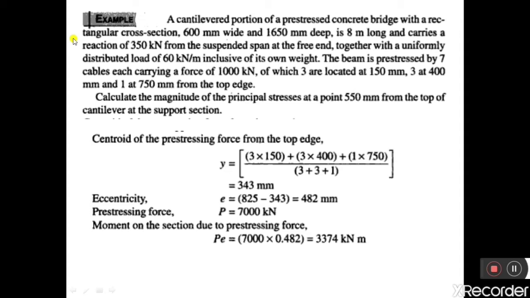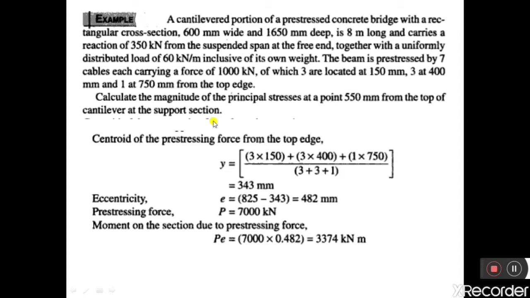The beam is prestressed by 7 cables, each cable carrying a force of 1000 kN, of which 3 are located at 150 mm, 3 at 400 mm, and 1 at 750 mm from the top edge. Calculate the magnitude of principal stresses at a point 550 mm from the top of a cantilever at the support section. So in this problem, it is a prestressed concrete bridge.